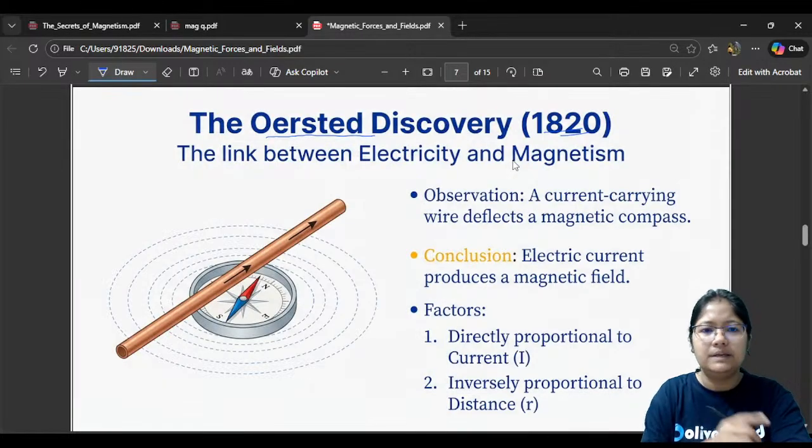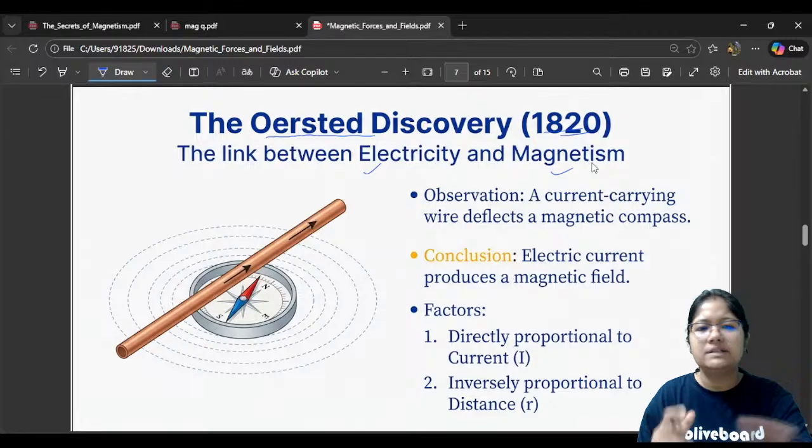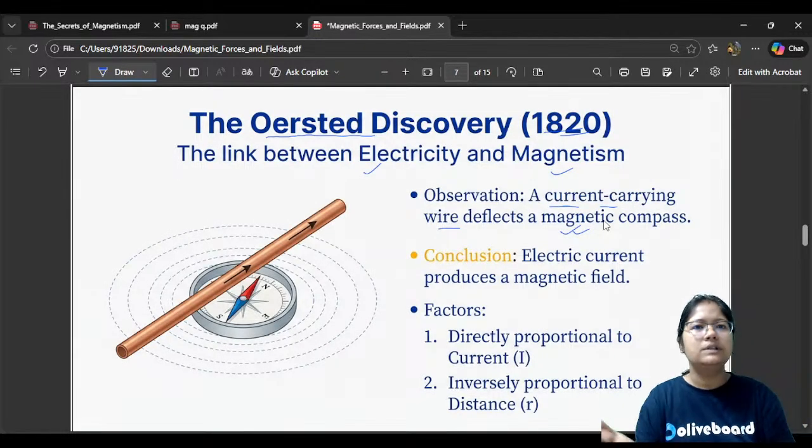We had seen in the beginning summary slide also, it is the link between electricity and magnetism. What is this link? If you are using a current carrying wire, then it deflects a magnetic compass. You want to do this experiment?